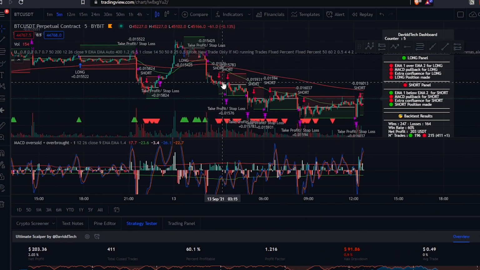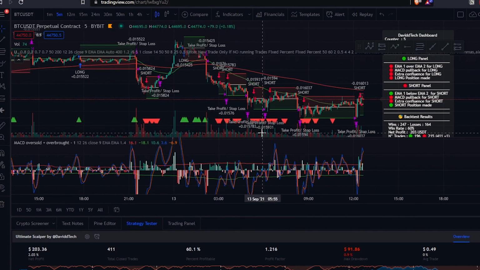We'd actually be waiting for the two to cross over here, and it would look for an over-the-average green candle, which would be a larger candle than the rest, and we'd get in and we'd put a stop loss up here and a take profit down here.